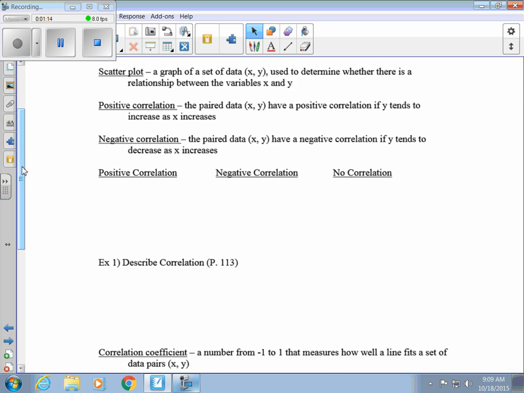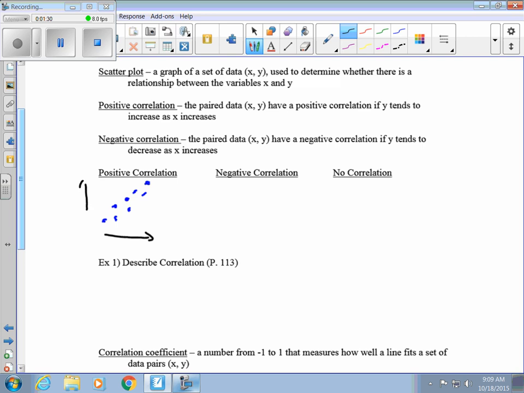So when we look at our positive correlation, we're going to see a trend in the data that looks like this. When we put our dots up here, our data points, it's going to go up to the right. And notice here, these variables are increasing this way, and then they're increasing this way. So as we get bigger to the right, we get higher on the chart.